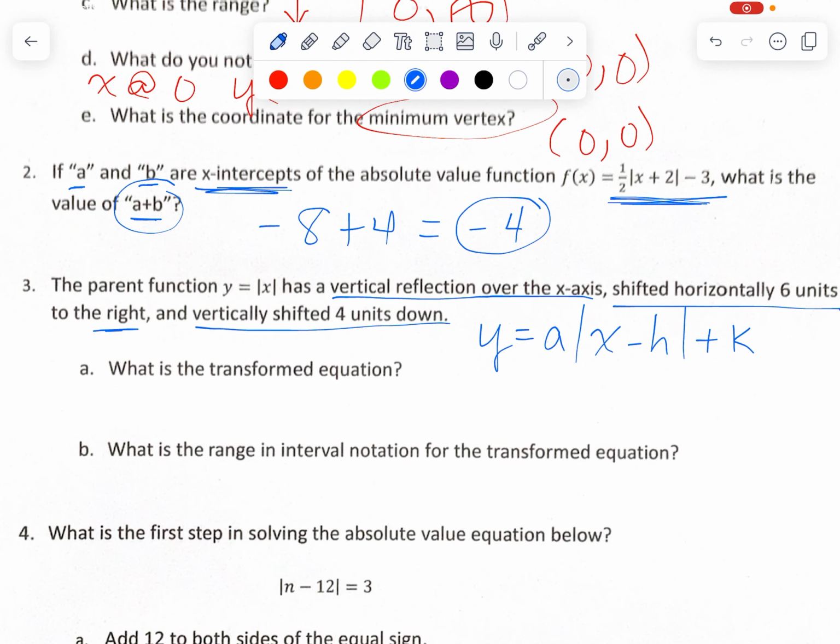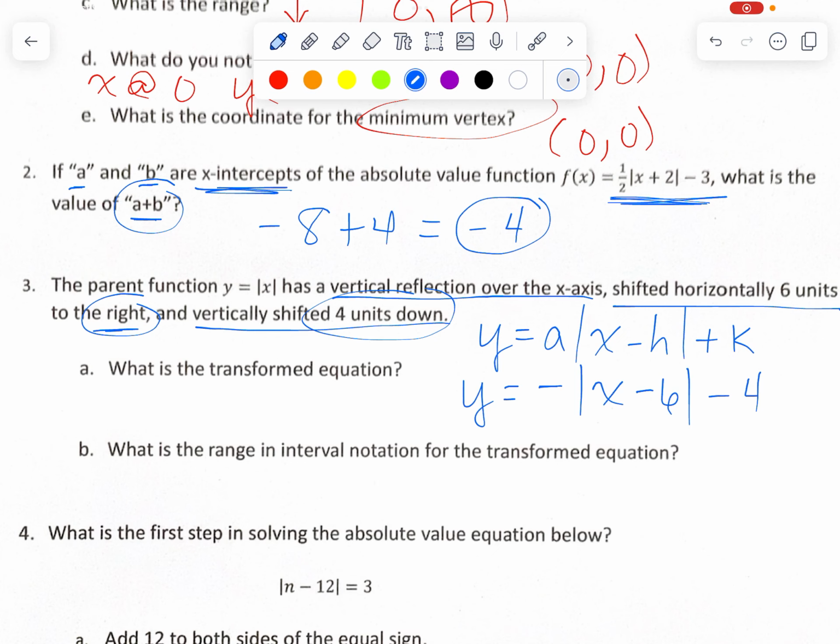The vertical reflection is going to be the negative value for A. X stays in the house. When you shift 6 units to the right, remember H is a liar. So if I want to shift 6 units to the right, I'm actually going to do minus 6 in the house. And k is the movement up and down. So 4 units down would be minus 4. This would be the equation that we would use.